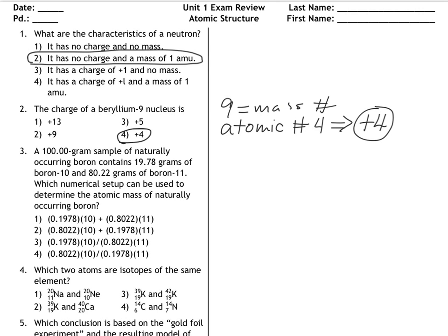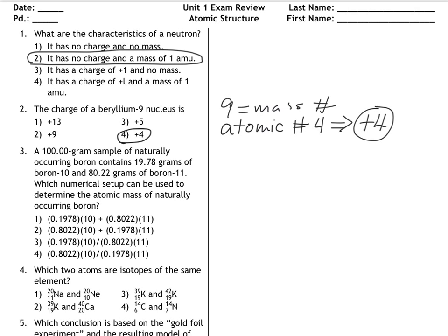So one thing I want to point out before we start on this one is that there was a 100-gram sample in total, and it contains boron-10 and boron-11. The boron-10 is 19.78 grams of the 100, and the boron-11 is 80.22 grams of the 100. And also 80.22 plus 19.78, you guessed it, those two things add up to 100. You can think of these numbers as percents because they are part of a 100-gram sample.